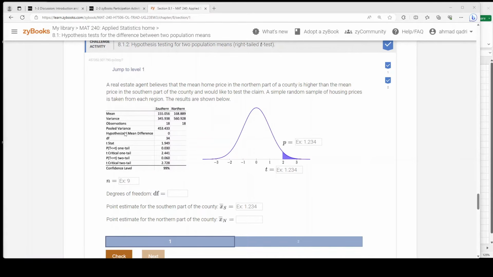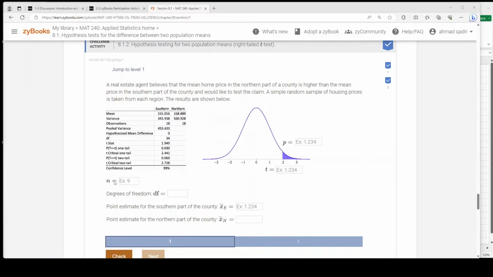So this time we have an unpaired t-test because we don't have the same house prices being tested before and after some scenario. We have two regions and we have a simple random sample from each region. So we have an unpaired t-test situation here.